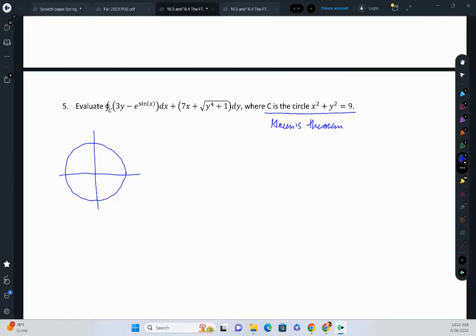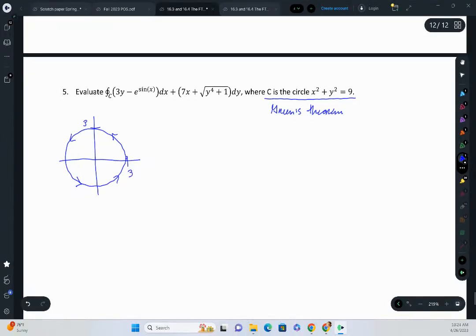All right, we're going to assume positive orientation and get that 3 in there. Okay, so our domain D is defined by the region x squared plus y squared is less than or equal to 9. So we have a circular region, right? We're going to be looking at integrating over all of the inside here, okay?